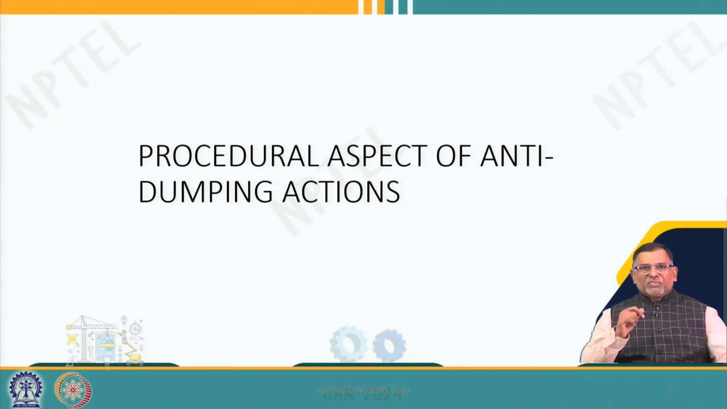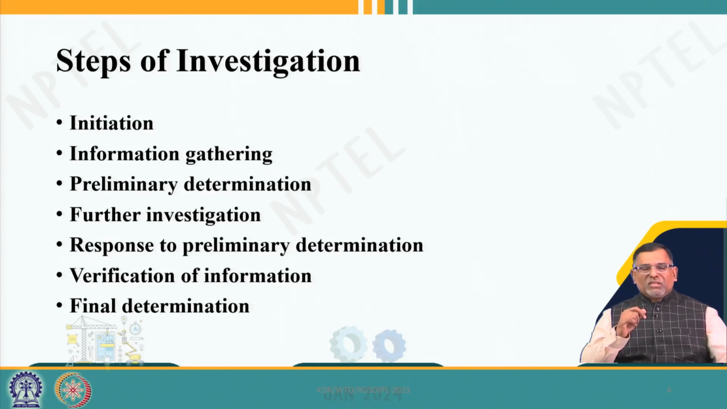So, the procedural aspects we talk about, and you can see that the entire process is started with an application. An application from whom? Application from the domestic industry. In the last class we discussed what exactly constitutes domestic industry. So, the domestic industry gives an application for imposing anti-dumping duty to the domestic authorities.